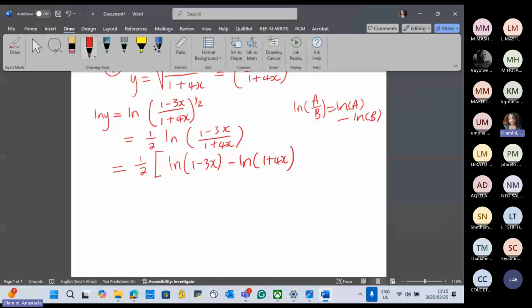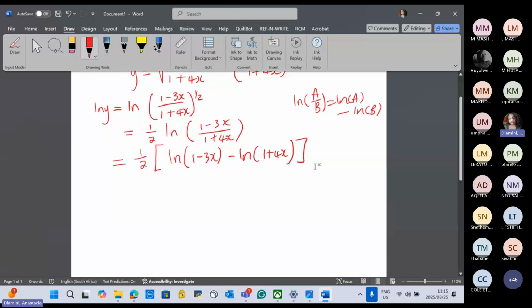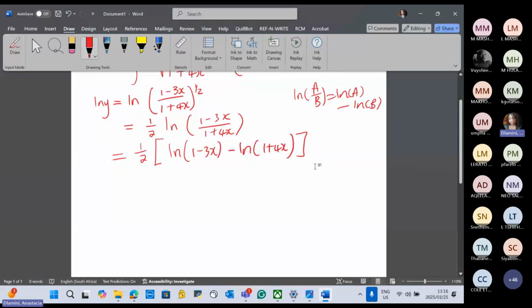So then this is equal to that. So we then say, okay, fine. Now that we have the half outside, we can multiply inside, or we can leave it like that for now. Which one do you want? Leave it like that, have it inside. Have it inside, ma'am. Thank you. Anything is fine in maths as long as it makes mathematical sense. Minus 1 over 2 ln of (1 plus 4x). Is there anything else I have to do, or can I now differentiate?